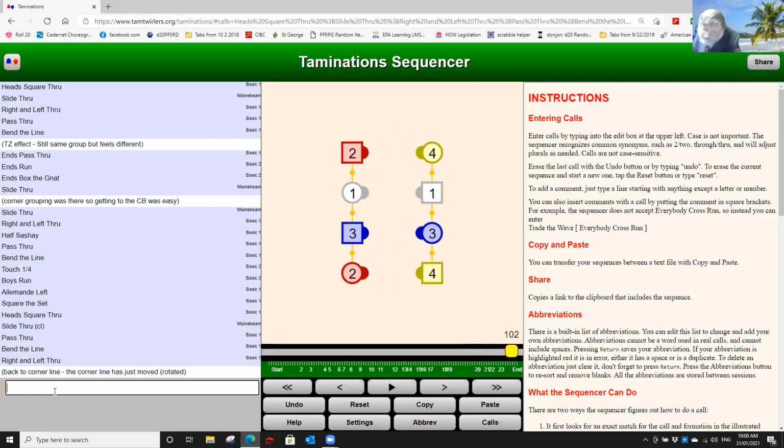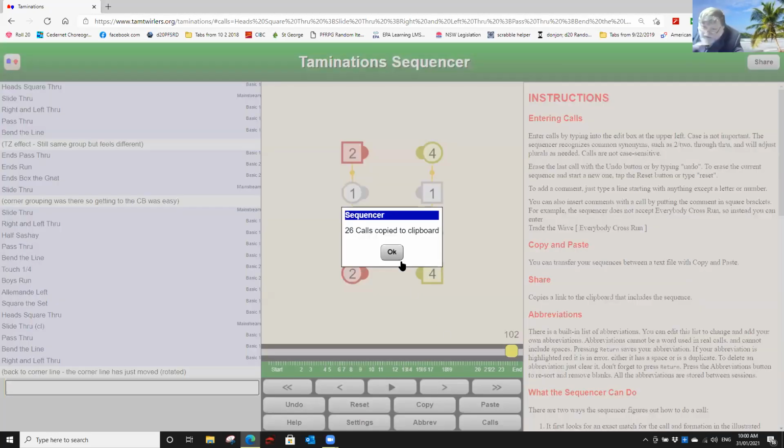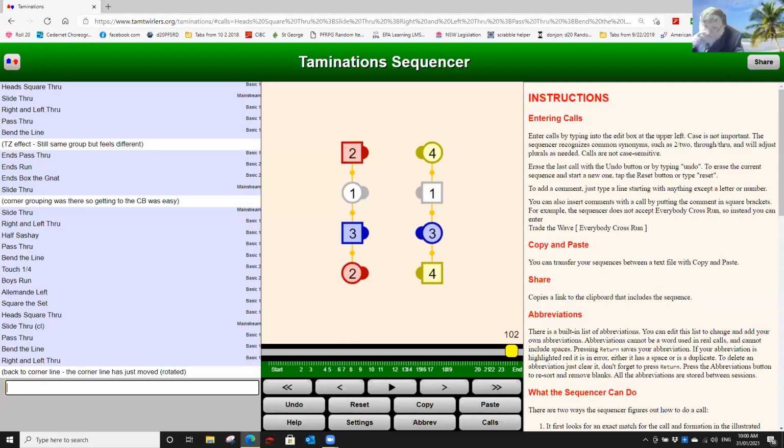Basically, I'll say it like this. Instead of slide through, pass through, bend the line, you do a right and a left through, slide through, pass through, bend the line, and slide through. But you got to do another right and left through, and it always cleans it up, because 2 right and left throughs is a perfect 0. So if you do a right and left through as part of your sequence, you got to do another right and left through somewhere in the sequence, and it zeroes out to the effect you want.